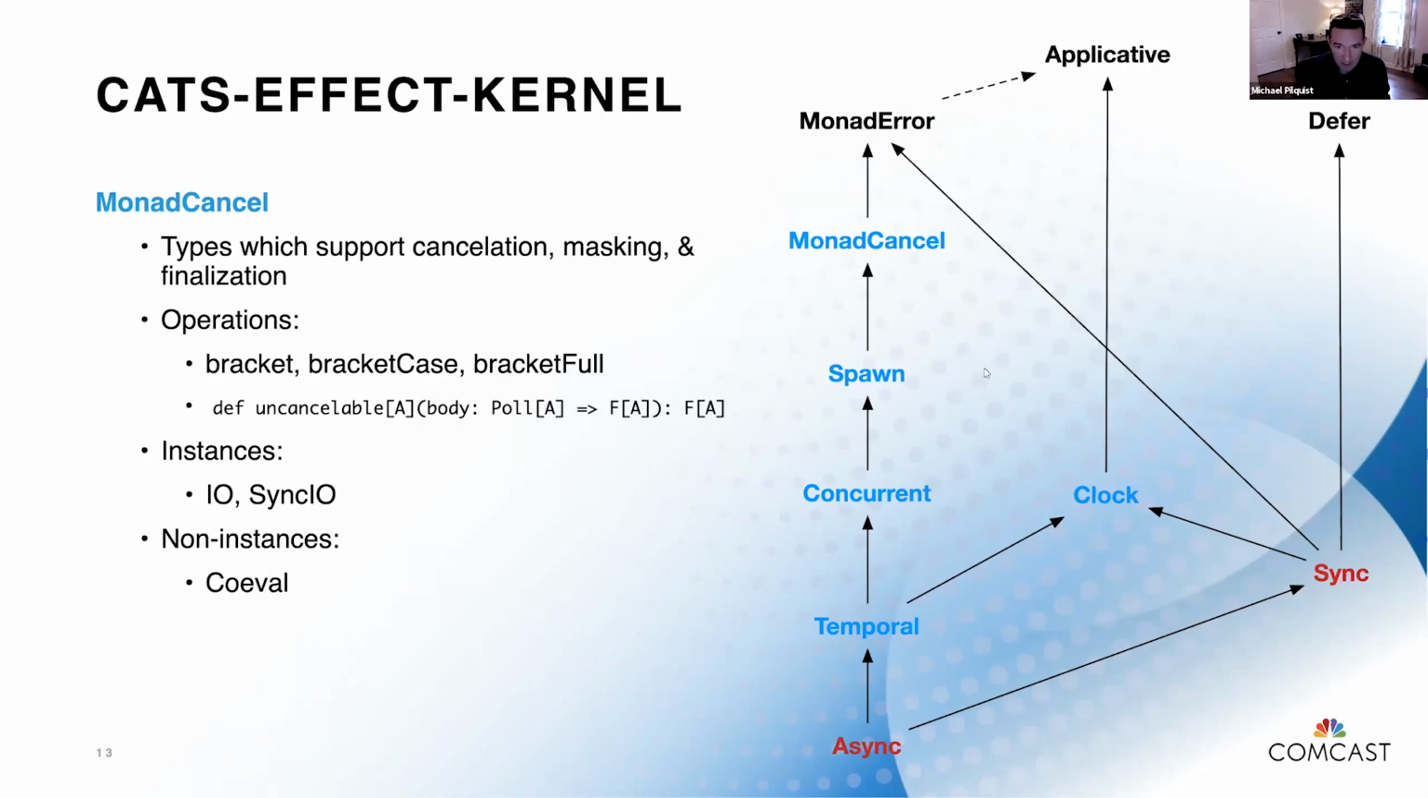And one of the interesting signatures is this uncancelable operation here. Uncancelable says, I'm going to give you back an F[A] that cannot be canceled. And it's going to evaluate the F[A] that you give me. However, any of the spots in this F[A] where you want to allow delimited cancellation to occur, places where you opt in or you cooperate with me, and you say, here's a safe place to do cancellation, we can work together to figure that out via calls to this poll that you're passed.